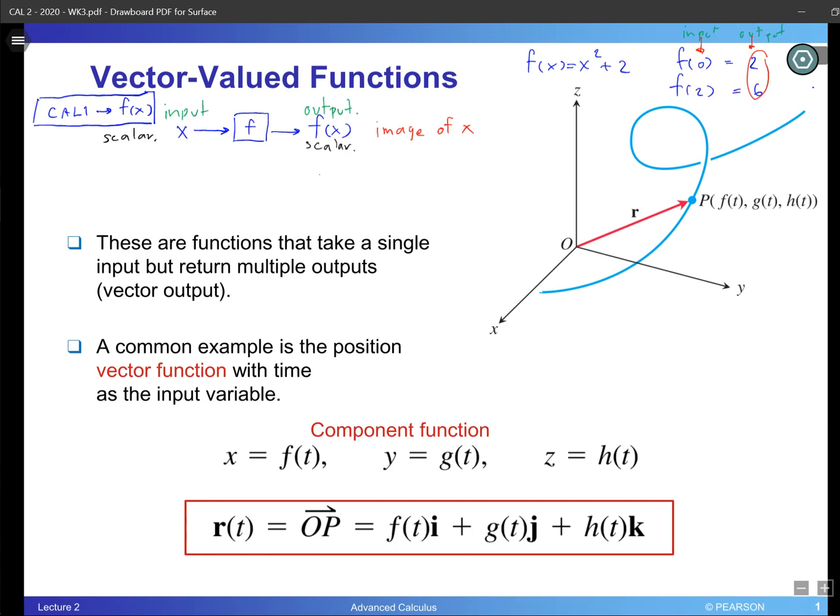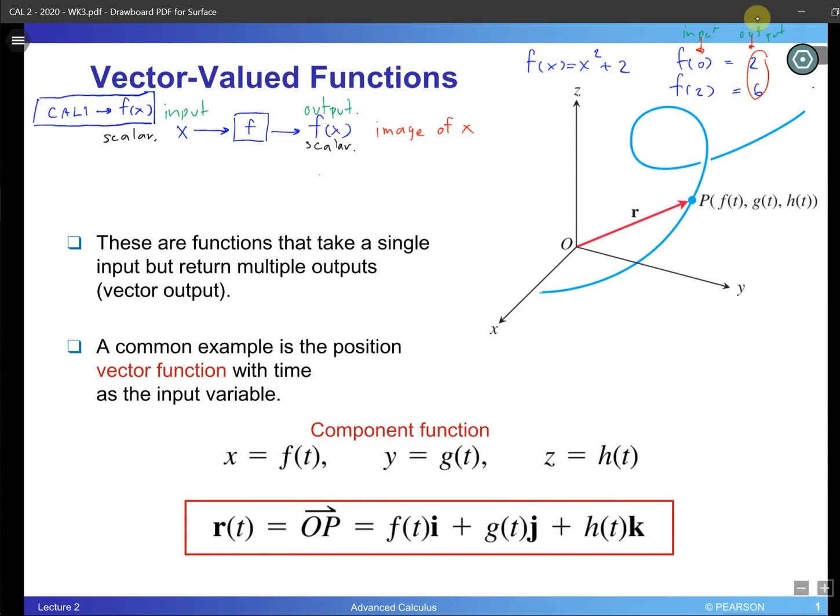Now let me ask you two interesting questions. What do we call the set of all possible values of x? Well, I think some of you know that it's called the domain. What about the set of all possible values of f(x)? All possible values of the outputs, that's going to be the range. Range and domain.